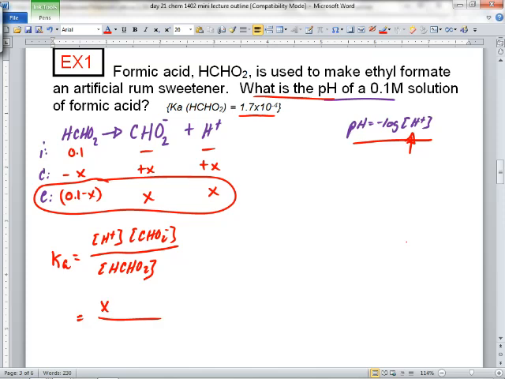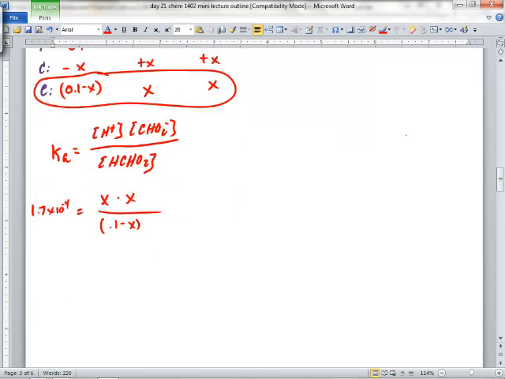Keep going. Yeah. And the whole thing equals what? 1.7 times 10 negative 4, exactly. Okay. So what would you like to do first, Ray, to solve for our x?